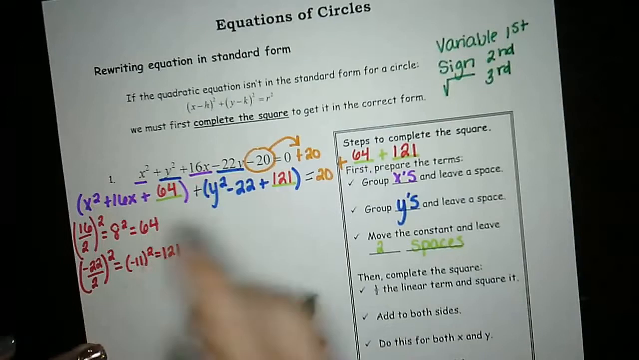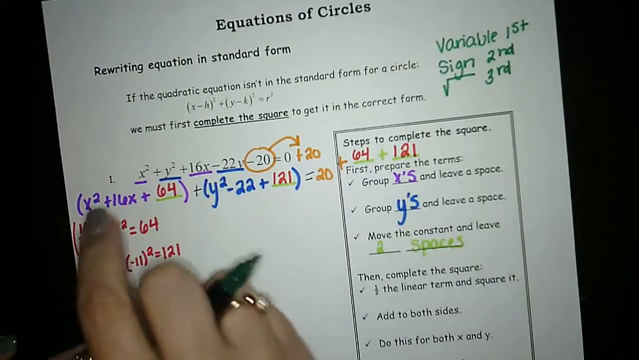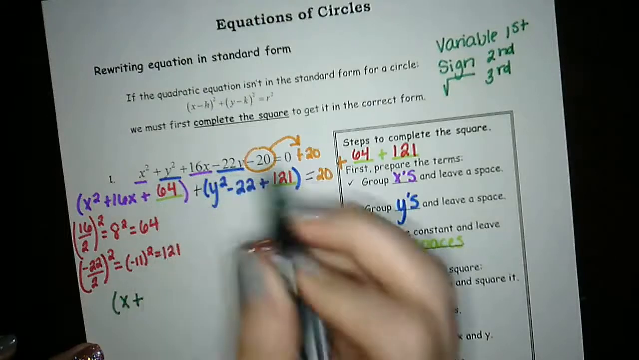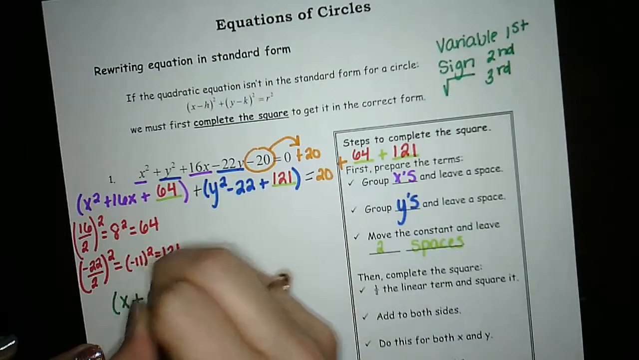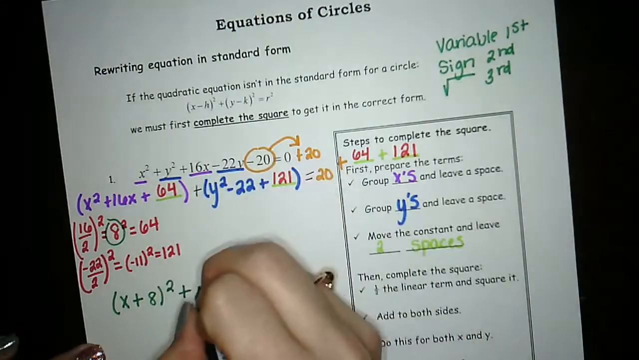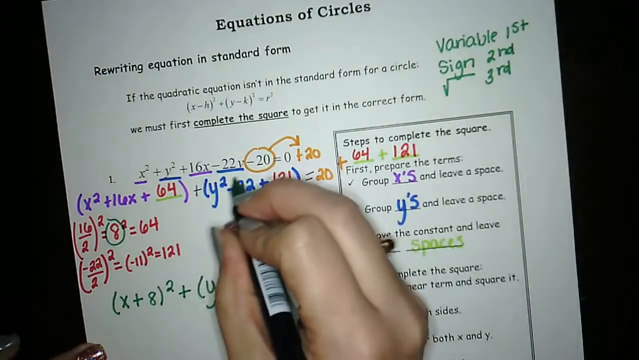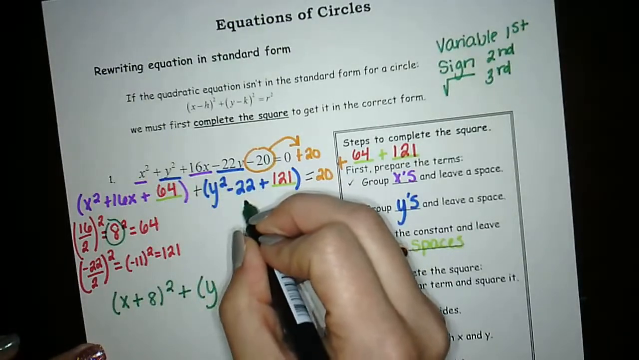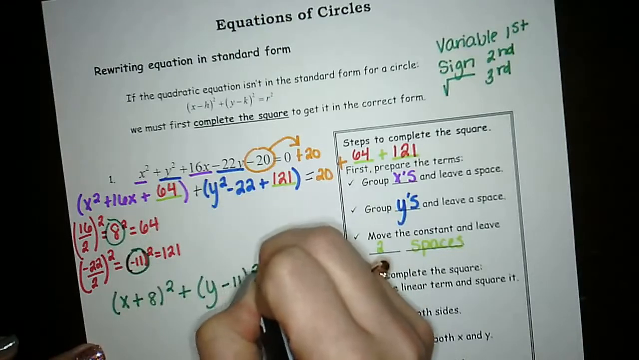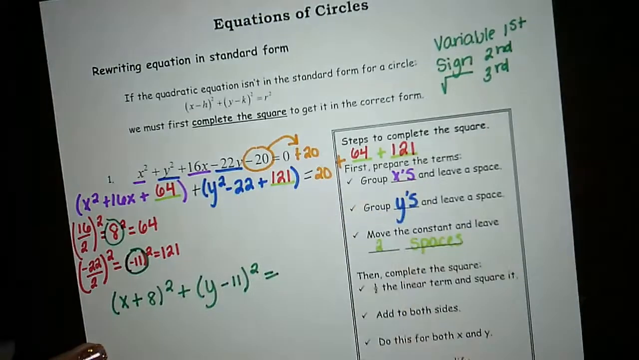So the variable for the x's is x, sign of the middle term is a positive, and then square root of 64 is 8. It's also this number right here. With y, we have our y variable. Sign of the second term is negative 22, or you can just use this number in here, which is negative 11. And then we just simplify this side.